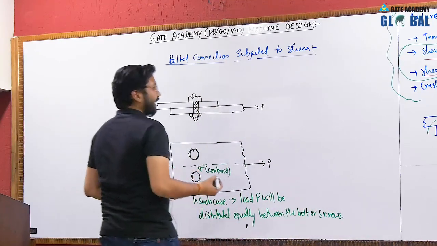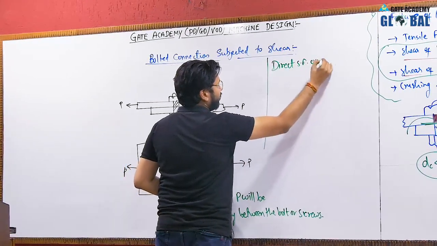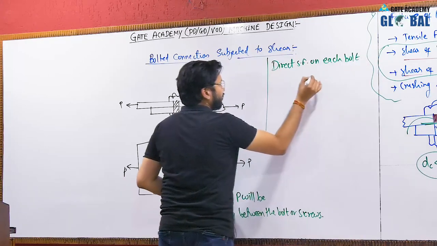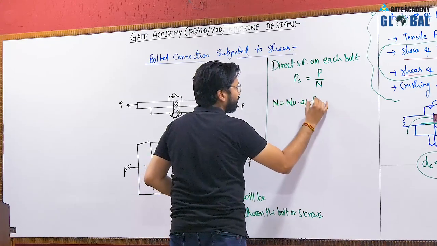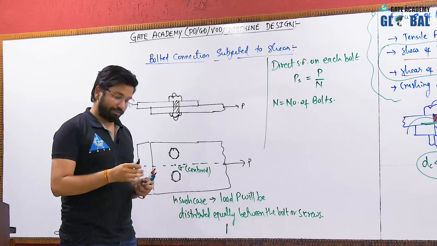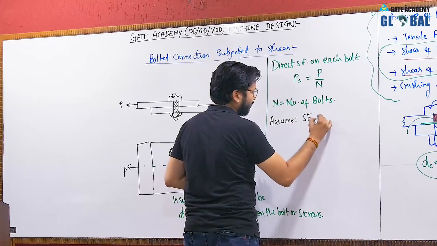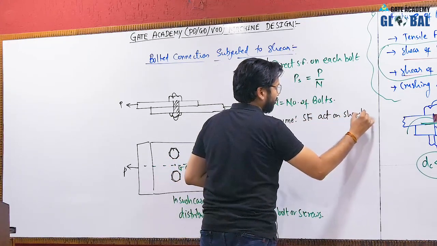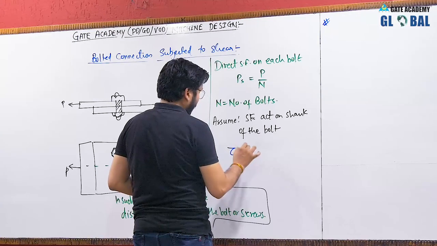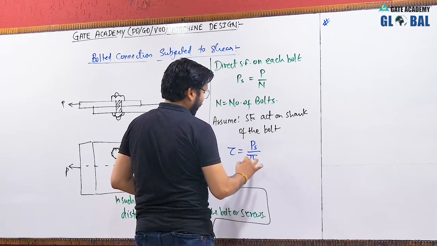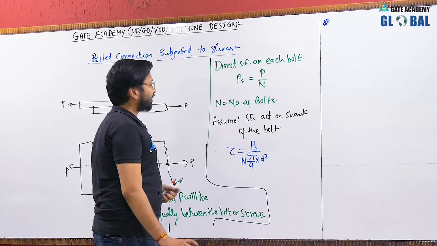So the direct shear force on each bolt, that is PS, will be equal to P divided by N, where N is equal to the number of bolts. Now assume shear force acts on the shank of the bolt. So the induced shear stress can be written as PS divided by N into pi by 4 d square, where N is the total number of bolts.